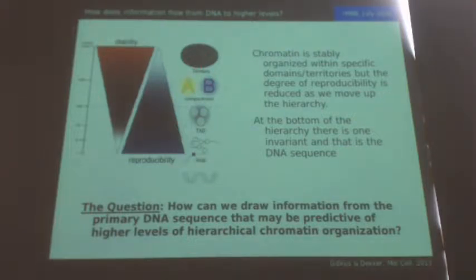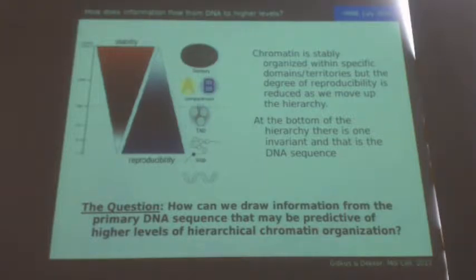Okay, territories meaning regions where you have transcription factories, active transcription, attachment to the matrix of the nucleus, and so on. So a very interesting thing is that as you go from the lowest level to the highest level of three-dimensional organization, you gain stability. So territories are stable. It's pretty difficult to push them towards one or another state. But you lose reproducibility.